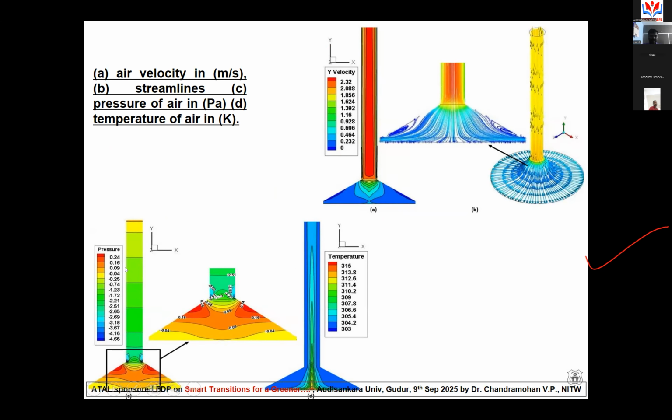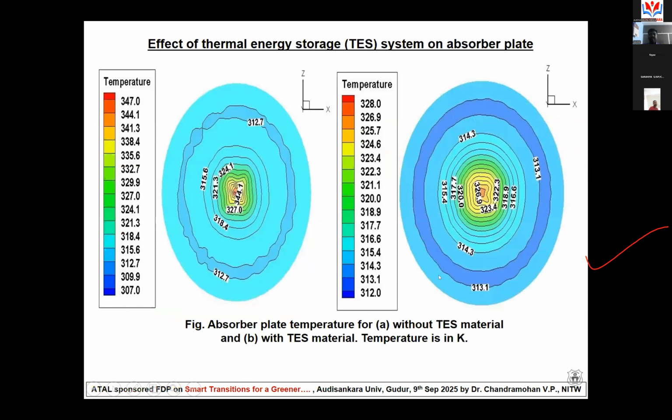Here, the pressure distribution is shown. This is the temperature distribution. From these we can understand how the profiles look and how the flow nature will be inside the setup. We could get a lot of information from that.